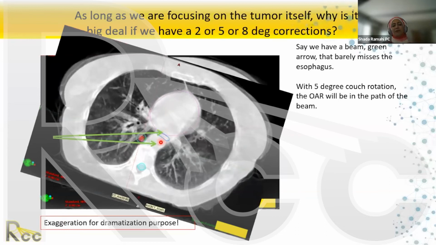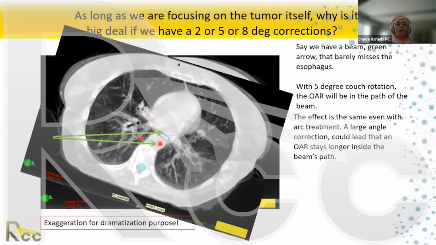We're still focused on the tumor. So the tumor is getting the expected dose. But now the esophagus is in the path of the beam. So what the plan says the esophagus will get is no longer valid. And people will probably identify this as a central tumor. And so we have to really pay attention to esophagus dose and bronchial tree dose as well.